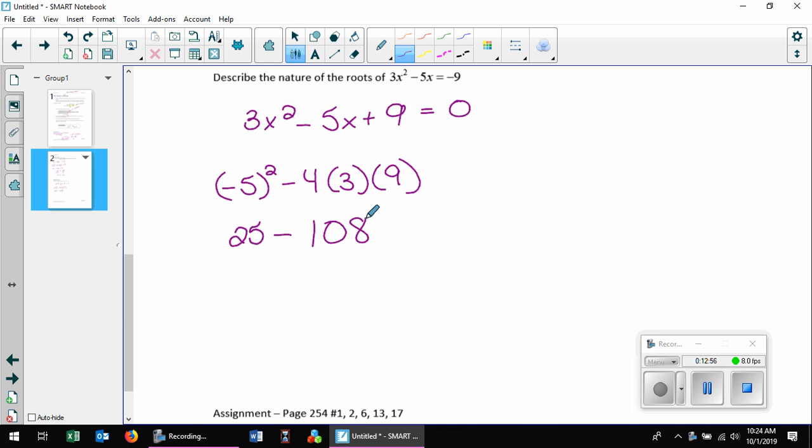Yes, you're right. Okay, so do I need to do the math here? Like, do I actually need to figure out what the number is? No. What do we know about the number though? It's definitely going to be a negative. So how many roots?